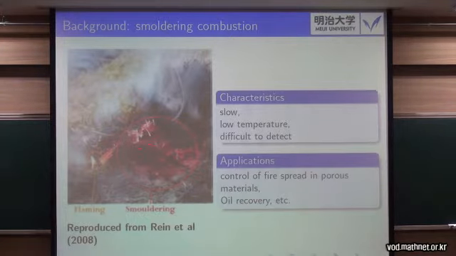And for this kind of combustion, the propagation is slow, and also it involves low temperature, and it is difficult to detect. The difficulty in detecting this kind of propagation is a direct consequence of why smoldering is considered a hazard to fire. So, as an application of smoldering, it can be used to control the spread of fire in porous materials, and also it is used in oil recovery.